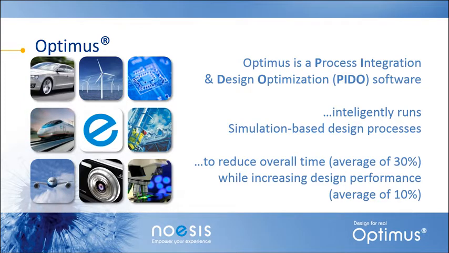Optimus is a process integration and design optimization software. It's typically referred to as a PIDO software. This allows you to intelligently run simulation-based design processes to reduce the overall time that's required to run these processes, and give you more time for engineering decisions. And ultimately increasing the performance of a particular design.